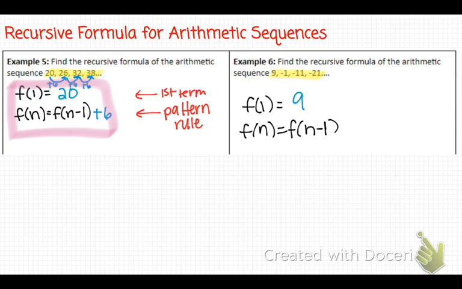9. Awesome. Okay, and then what else do I have to find? The pattern rule. And how do I get from 9 to -1 and -1 to -11? Subtracting 10. Subtract 10. So that is going to be my second answer.